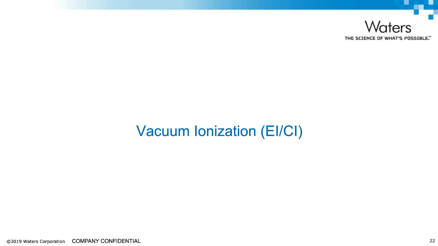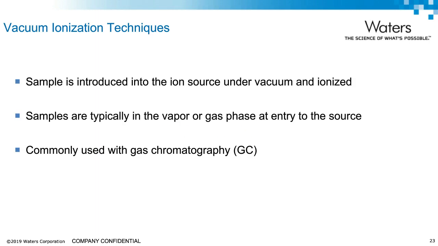In these techniques, the sample is introduced into a chamber or ion source under vacuum and is ionized there before entry into the mass spectrometer. Typically, samples are in the gas phase, though some systems allow for the introduction of solid samples into the ion source with a specialized probe. These techniques have commonly been used with gas chromatography.